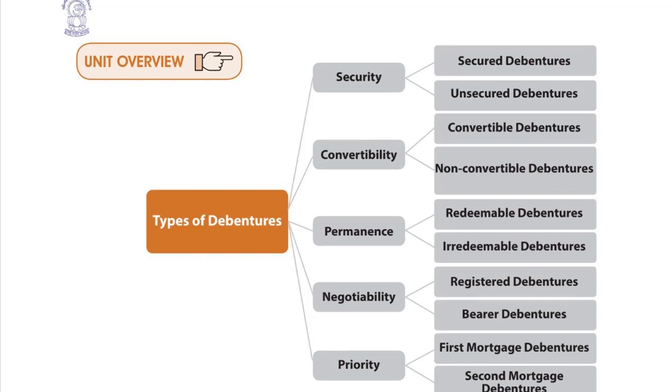Overview of the unit. Types of debentures. On the basis of security, we have secured debenture, unsecured debenture. On the basis of convertibility, we have convertible debenture, non-convertible debenture. On the basis of permanence, we have redeemable debenture, irredeemable debenture. On the basis of negotiability, we have registered debenture, bearer debenture. On the basis of priority, we have first mortgage debenture, second mortgage debentures.